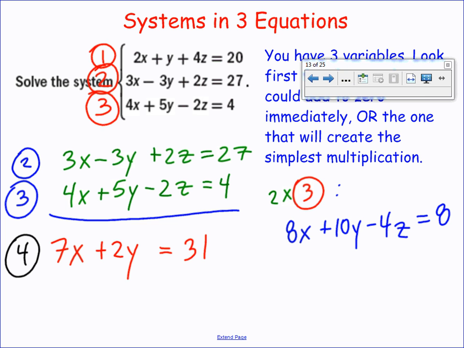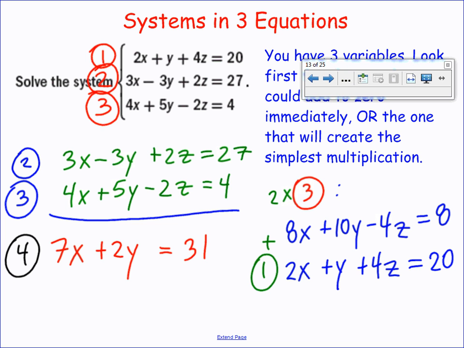Did we multiply every term by 2? Everybody see that? Now let's combine that with equation 1 as is. Equation 1 was 2x plus y plus 4z equals 20.